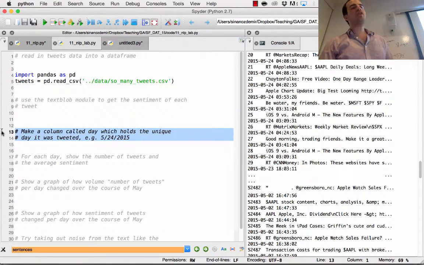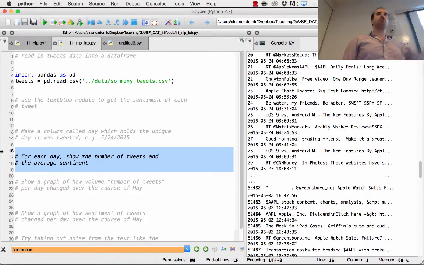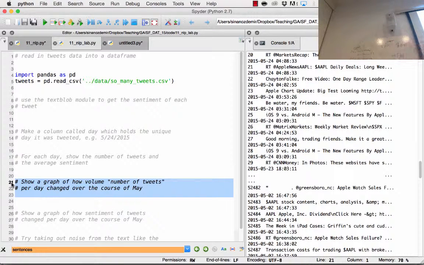Then make another column called day, which holds the unique day that it was tweeted. So forget what time of day it was tweeted. If it was May 24th, 2015, that column should be May 24th, 2015. So some unique day column. And then, for each day, show the number of tweets and the average sentiment, so a group by, and then graph them. So, through the month of May, show the change in average sentiment and volume. Volume being how many tweets there were in that day.